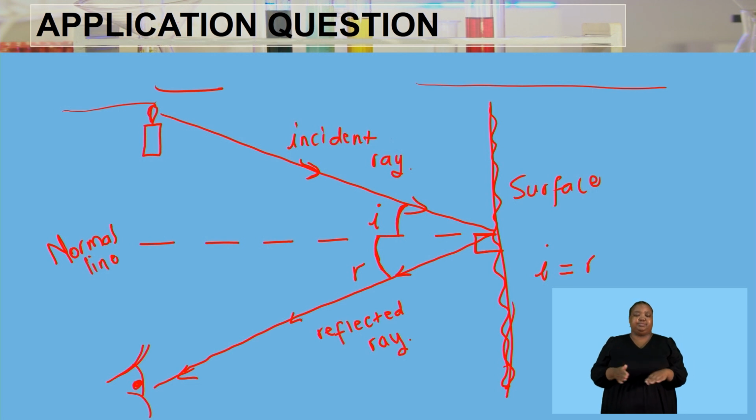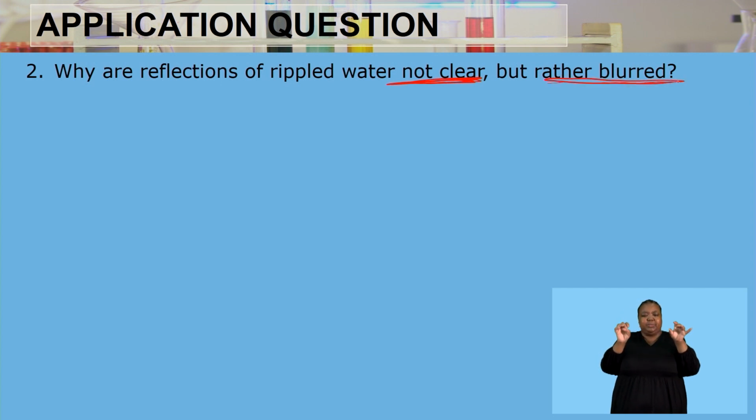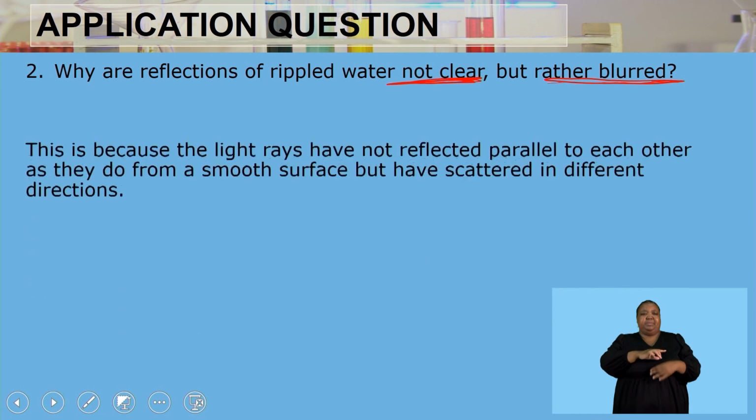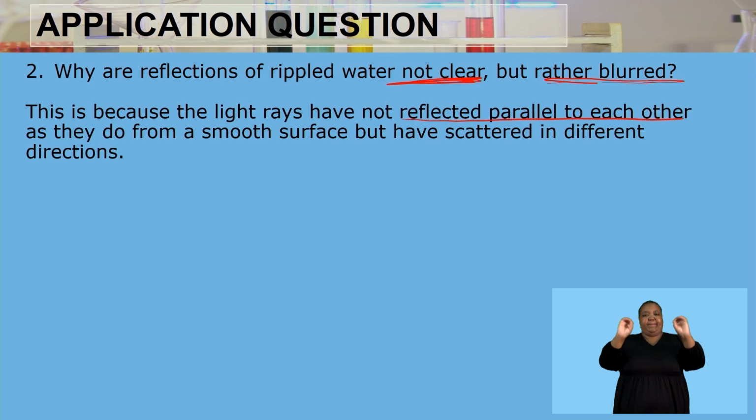So now moving on to the next question. The question is asking us, why are reflections on rippled water not clear, but rather blurred? So the reflections that we are seeing on the rippled water are not clear, but rather blurred. Why does that happen? This happens because the light rays have not reflected parallel to each other, as they do from a smooth surface.